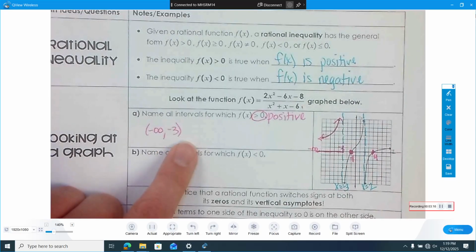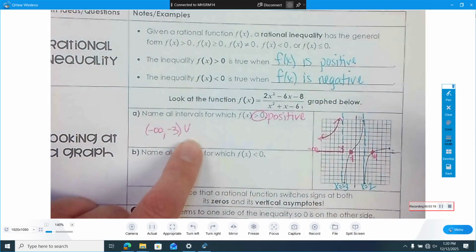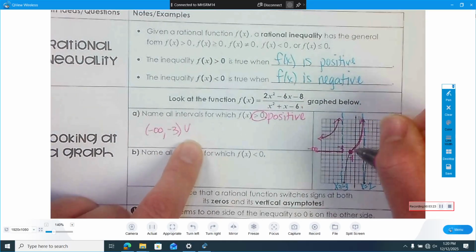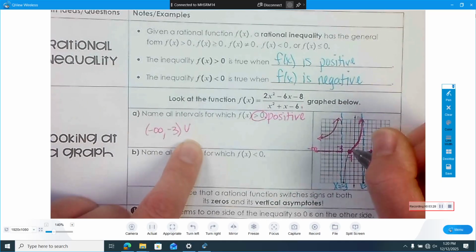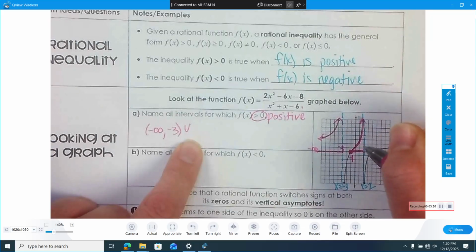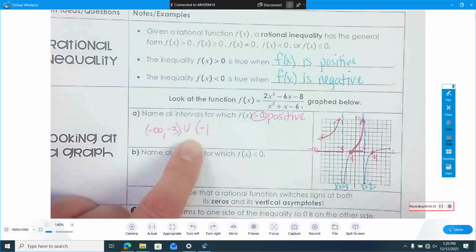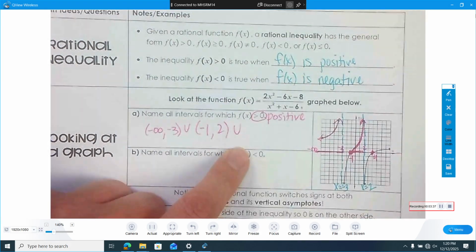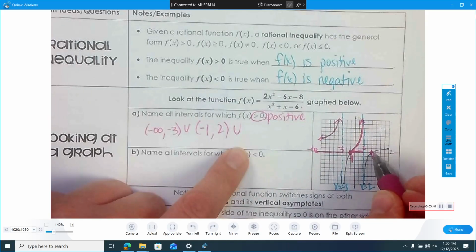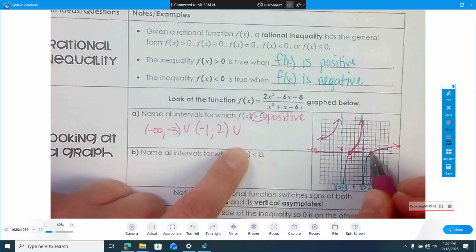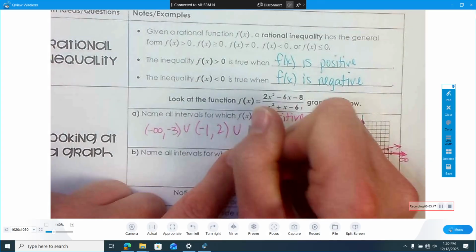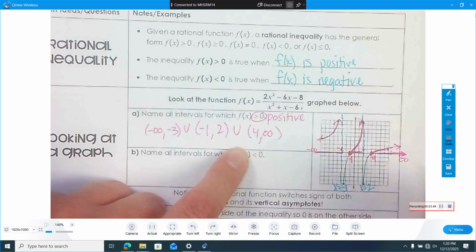Where else is our function above the axis? Negative 1 to 2. It's positive in this region, positive up there. So negative 1 to 2 is positive. And where else is it positive? 4, yes, 4 and onward to the right. So 4 to infinity, it's also above the axis.